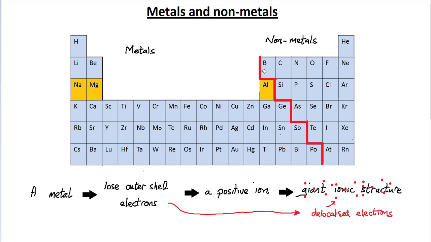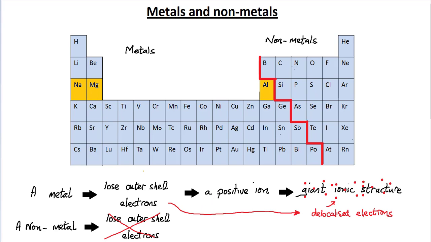As you pass the boundary that we drew at the start of this lesson, the elements are no longer energetically able to lose their outer electrons, and we call these elements non-metals. So we can say a metal is able to lose its outer shell electrons, while a non-metal is unable to lose those outer shell electrons to form positive ions.